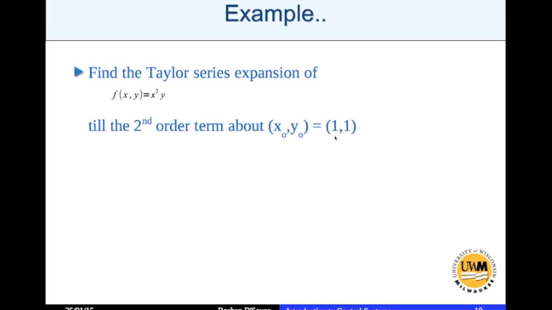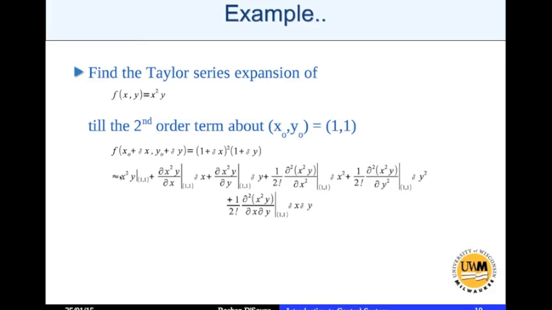So let's look at an example. We want to find the Taylor series expansion of f of x y, which is x squared y, about the operating point 1 1. And we want it up to the second order term. So we write a generic formula: f of x naught plus delta x, y naught plus delta y. So we essentially replace x with x naught plus delta x, and y with y naught plus delta y.